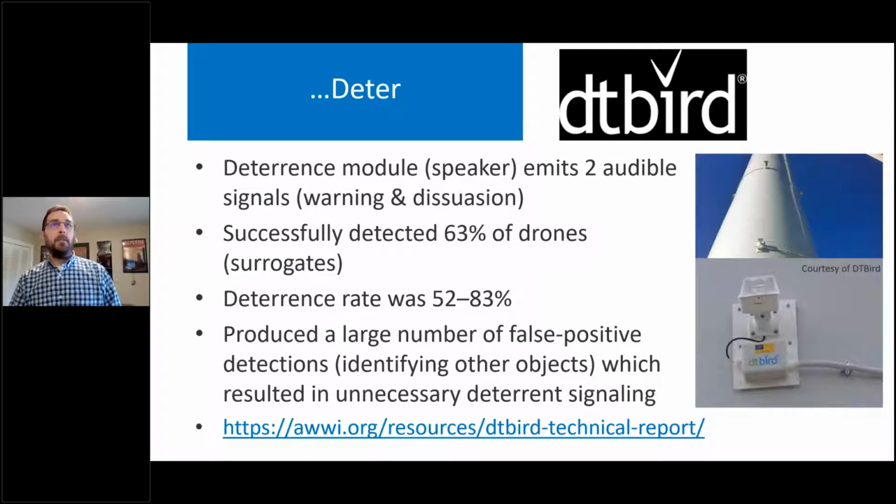Early studies showed a 63% successful detection rate. There were some issues with sun glare with the cameras. They also showed a deterrence rate of up to 83%. But there was a high number of false positives in early studies with DT Bird that resulted in unnecessary deterrent signaling. Subsequent research is working towards improving the technology. And again, on AWWI's website, you can see a summary of early results or preliminary studies, as well as a technical report.